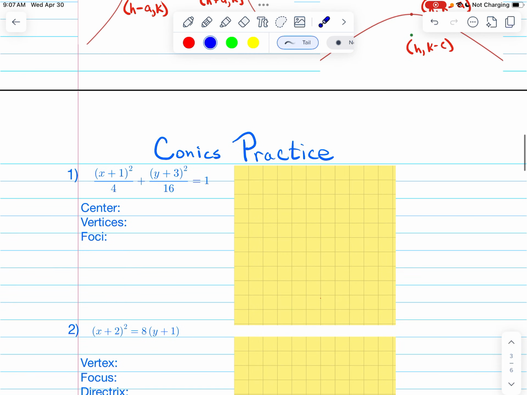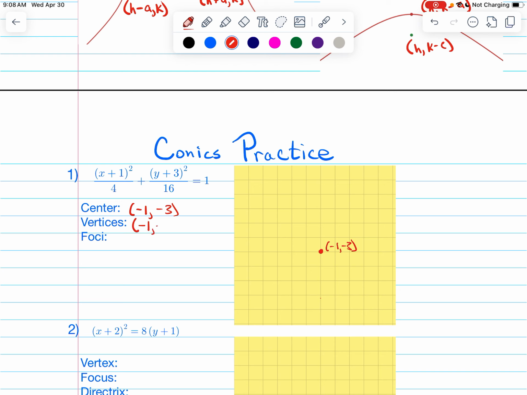Okay, so now let's look at some of these problems. Here we have the center. We want to find the center of this thing. Well, it's going to be -1, -3. Okay, so I'm just going to label that right here. Now, notice that the number under the y is bigger, so our major axis is going to be vertical.